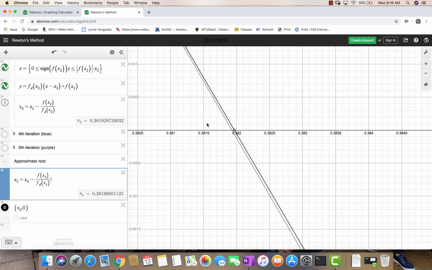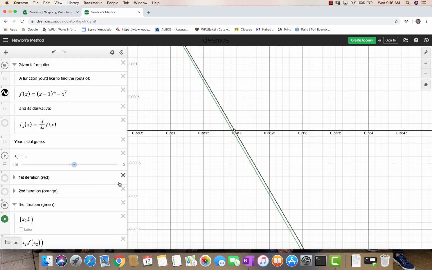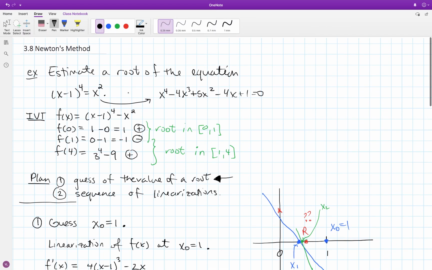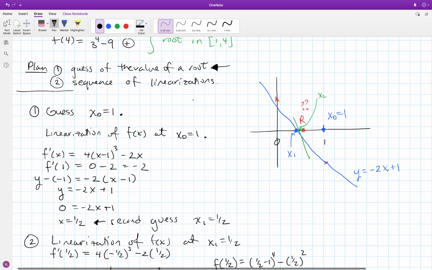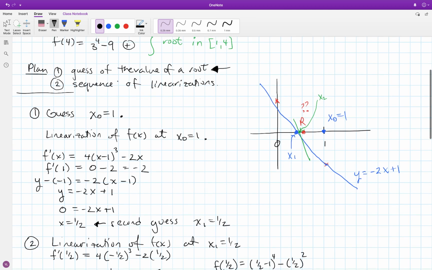If this method is producing this as the root estimate, how would I use the method to get the other root that I know exists? I know that there's another root in between 1 and 4. In fact, the picture made it look like it was in between 2 and 3. How would the method detect that root? Well, it all depends on where you start.